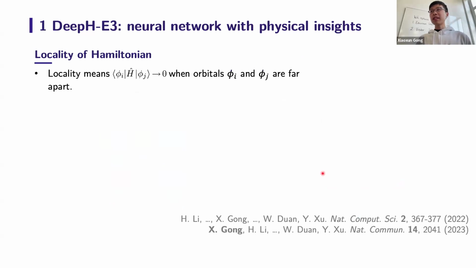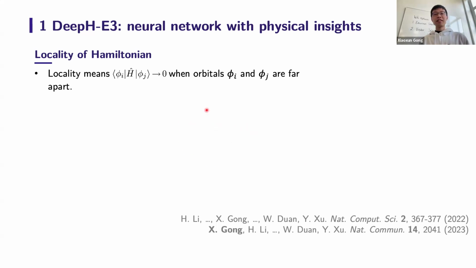So let me introduce to you how we can achieve such a great success. The most important thing, according to our experience, is that we are designing our neural network with physical insights. The first physical insight I'm going to discuss today is about the locality of Hamiltonian.